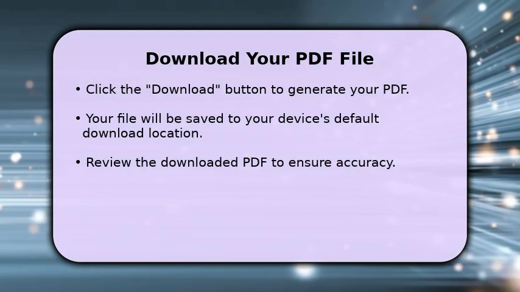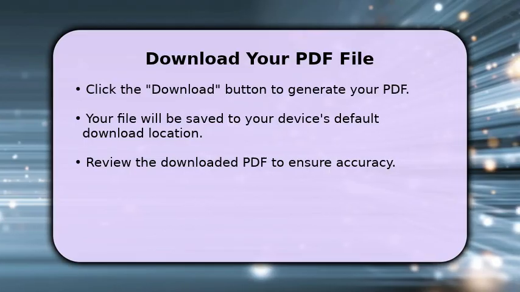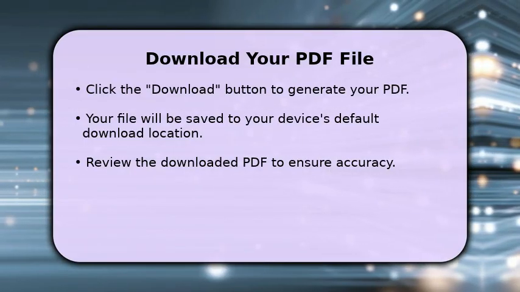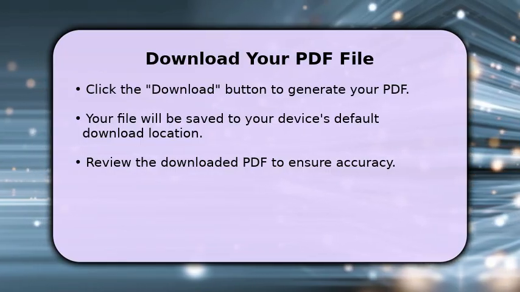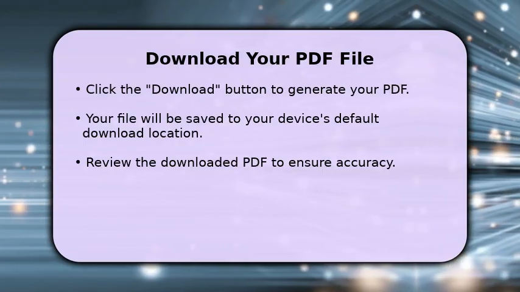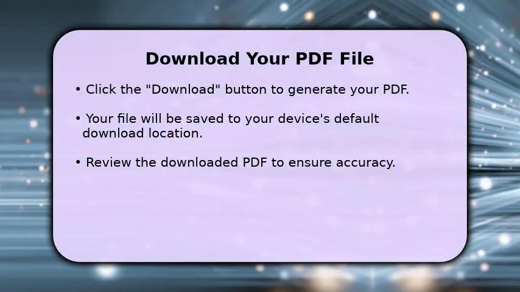After selecting your desired settings, simply click the Download button. Canva will then process your design and generate the PDF file. This usually takes just a few moments, depending on the complexity and size of your design. Once complete, the PDF will be saved to your computer's default Downloads folder.